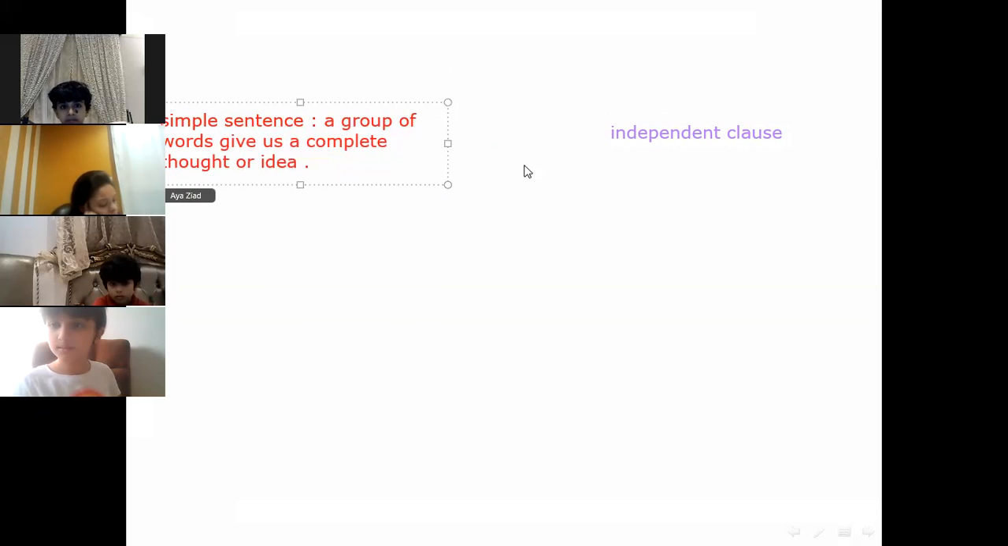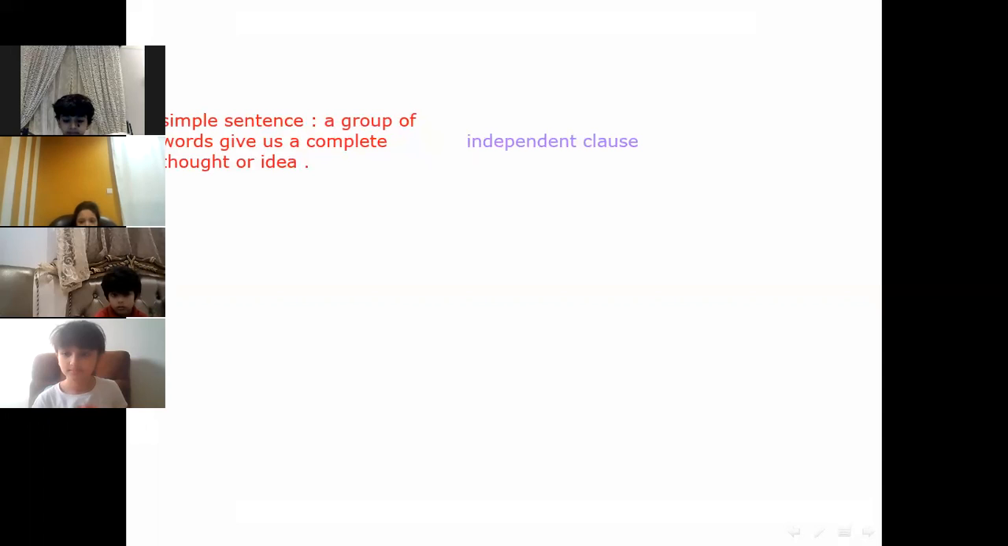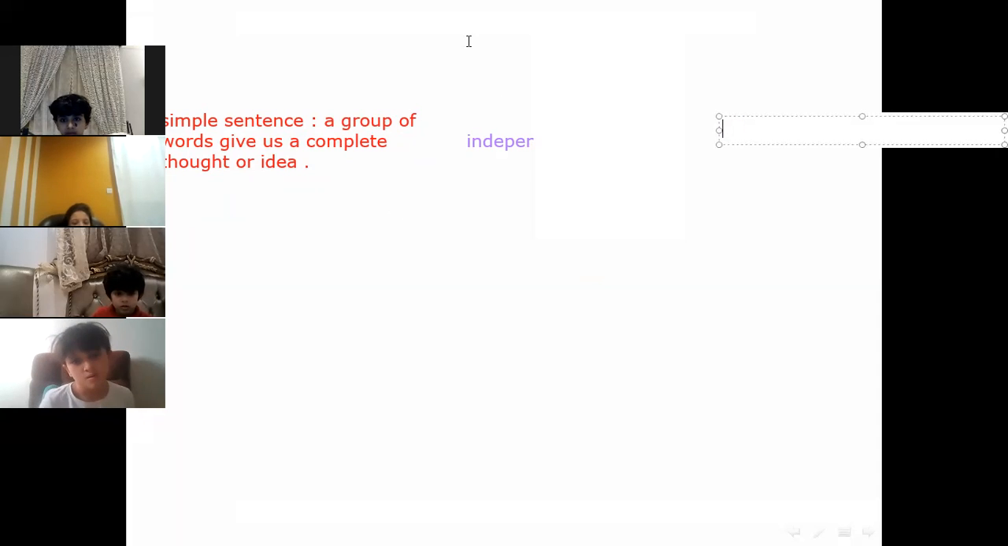Let's organize our information. So here we have simple sentences. The simple sentence is a group of words that gives us a complete thought or idea. The simple sentence has another name. We can say they are independent clauses. The independent clauses, let's put another color, they can stand alone. Okay?